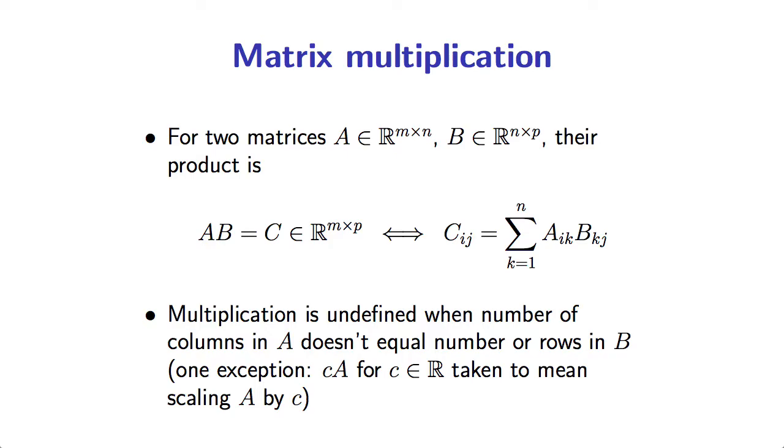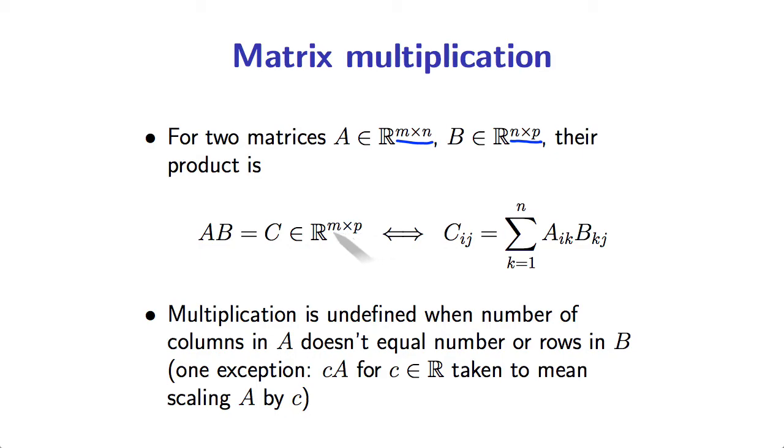We can only add matrices or vectors that are the same size. Matrix multiplication now is a little bit more complex. Matrix multiplication is not the element-wise product of the corresponding elements. Rather, it's defined as follows. For a matrix A in R m by n and B in n by p, and these sizes are very important here, which we'll come back to in a second, the matrix product A times B is a new matrix C with dimensions m by p.